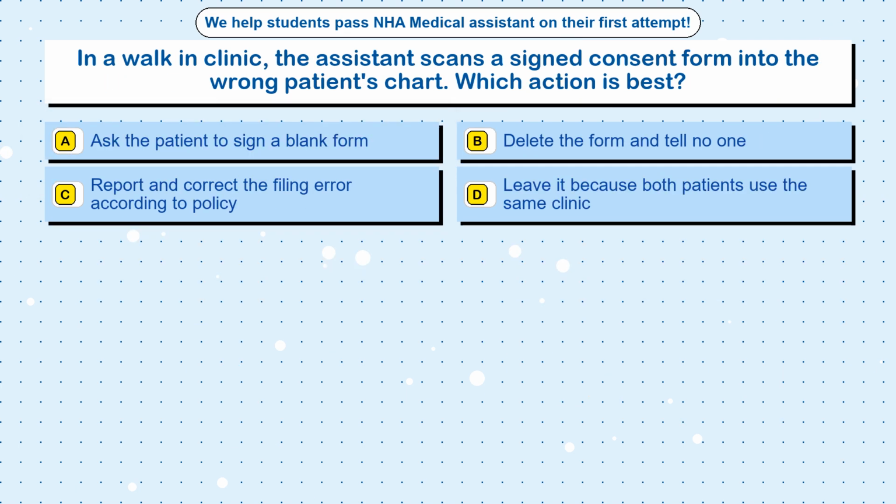Question 47. In a walk-in clinic, the assistant scans a signed consent form into the wrong patient's chart. Which action is best? Option A, ask the patient to sign a blank form.